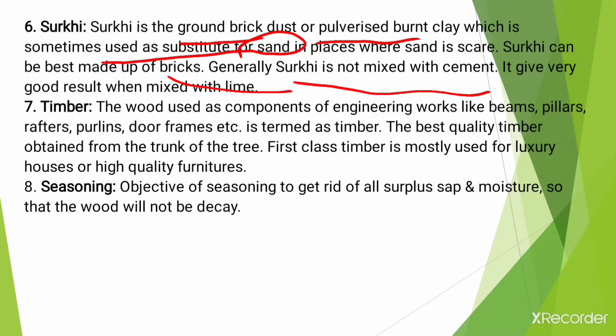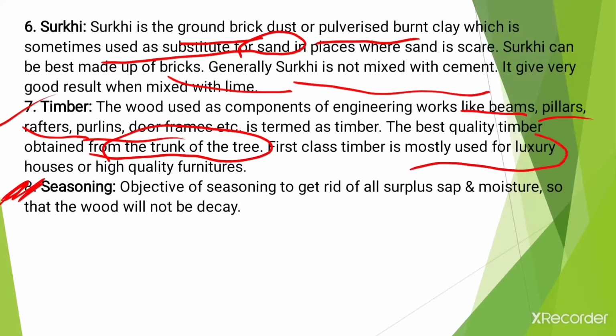Then the next building material is timber. What is meant by timber? The wood usually used as a component of engineering works like beams, pillars, rafters, purlins, door frames, etc. is considered timber. The best quality timber is obtained from the trunk of the tree, and first class timber is mostly used for luxury houses or high quality furniture.